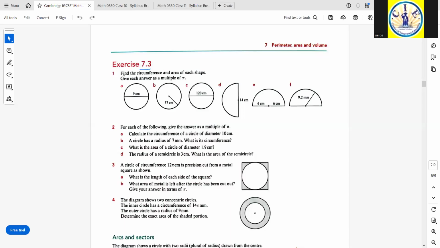Exercise 7.3. Find the circumference and area of each shape. Give each answer as a multiple of pi. Part A.